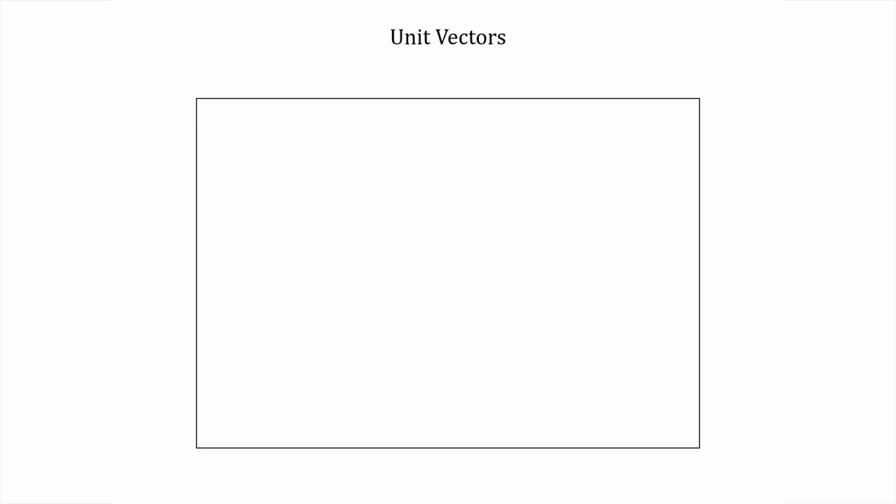In this video we're going to discuss unit vectors. We'll start by defining what is meant by unit vector. So, a vector u is a unit vector if the magnitude of u is 1.